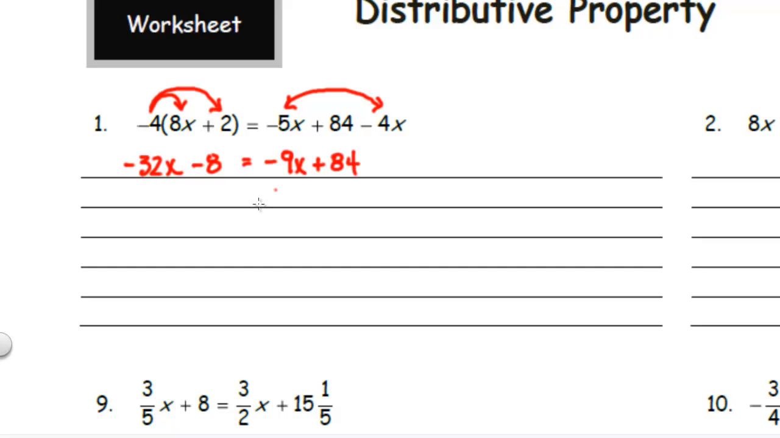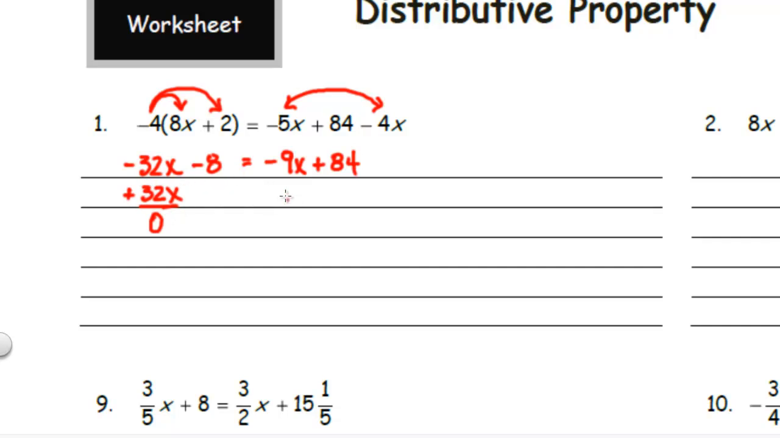So now I need to start reversing my addition and subtraction. So let's look at the x terms. If I look at a negative 9x and I look at a negative 32, the negative 32 is smaller of the two, so that's the one that I want to vanish away. And what I mean by vanishing is I want it to go to 0, so I only have the negative 8 over here. So I put a 0 there, and then I ask myself, what do I do to a negative 32 to get it to go to 0? Well, I'm going to add 32x.